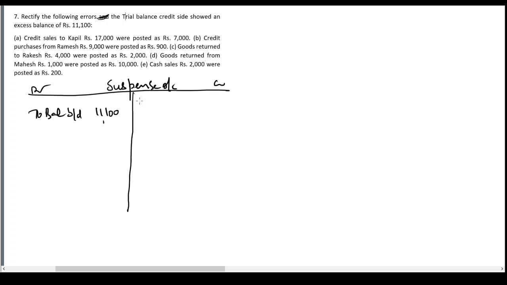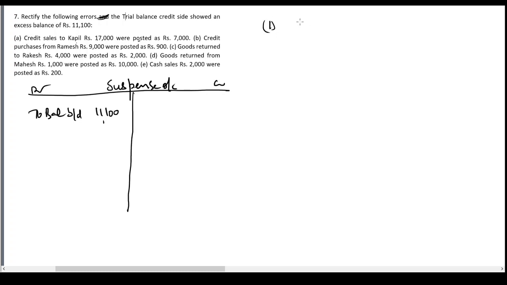11,100. Credit sales to Couple, rupees 17,000, were posted as rupees 7,000. Now when we sell goods on credit to Couple, first we record the name of Couple in the sales book, and then we post the amount in Couple's ledger account. But the problem is saying credit sales to Couple 17,000 were posted as 7,000. There is no error in the recording part of the transaction. That means when the transaction was recorded in the sales book, it was properly recorded as 17,000. But when it was posted to the personal account of Couple, instead of writing 17,000, we have written only 7,000. So we have debited Couple short by 10,000 rupees.